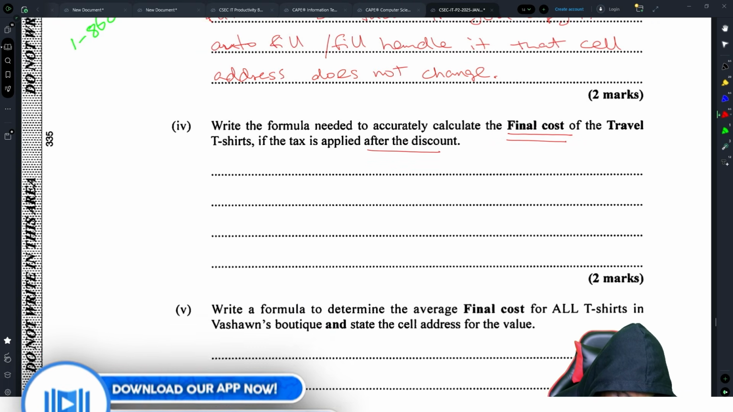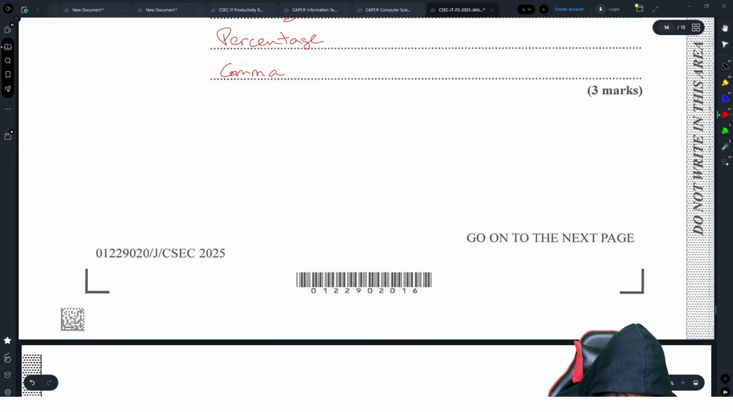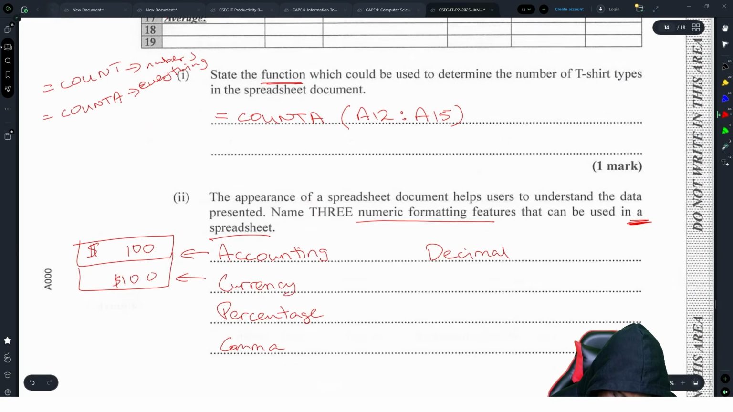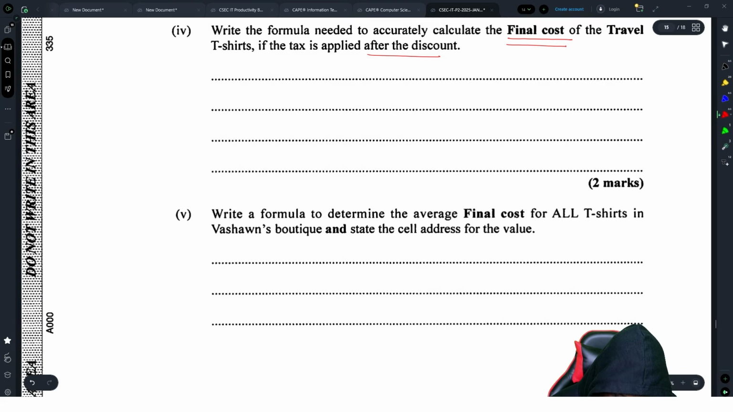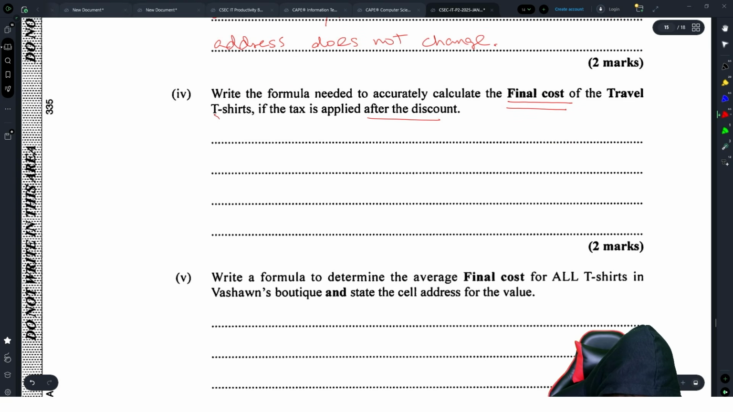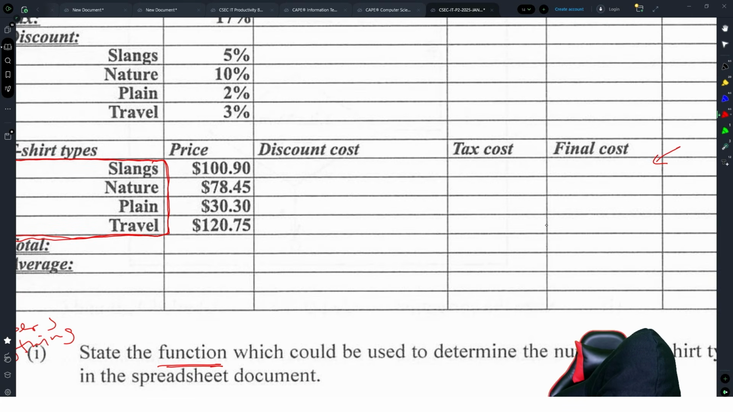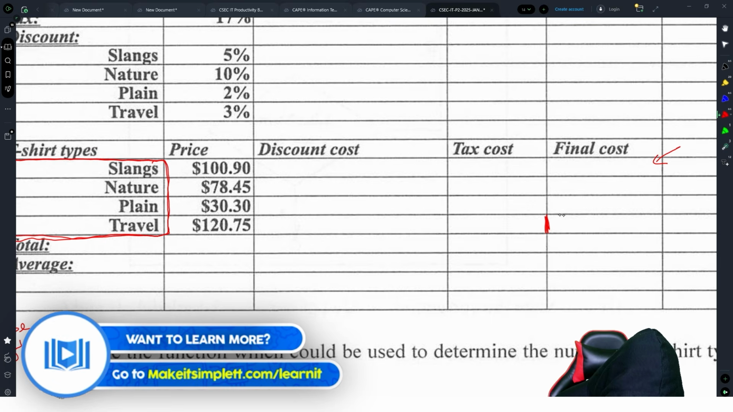Alright, so we want to calculate the final cost. Where is final cost going to be? Final cost is going to be here. And they want us to find the final cost of the travel t-shirts if the tax is applied after the discount. So travel t-shirts, so we want to basically fill out the information inside this cell.